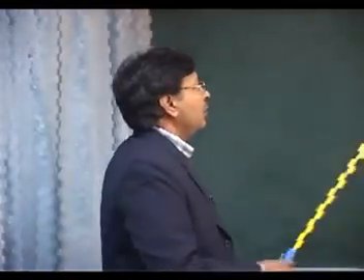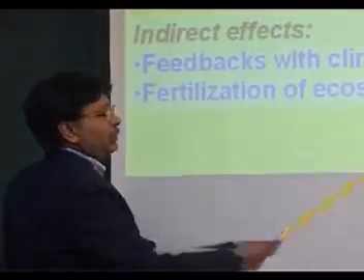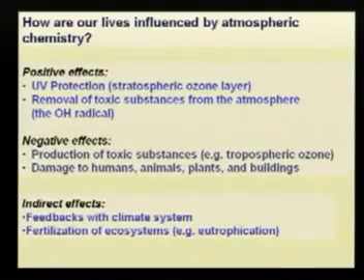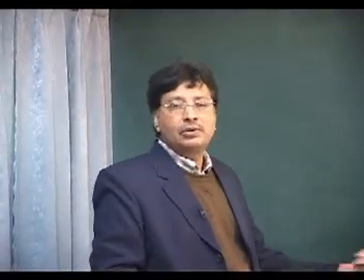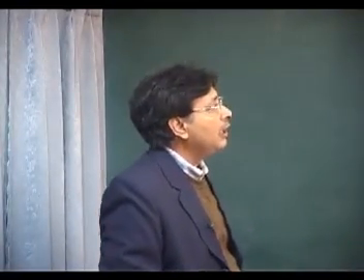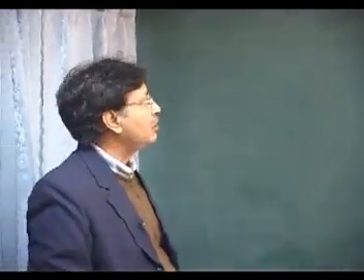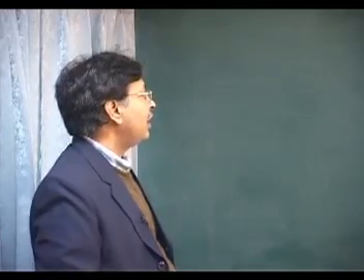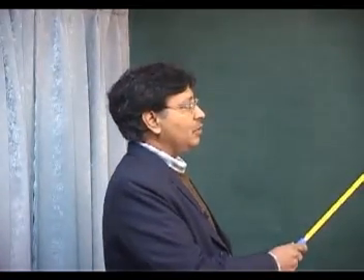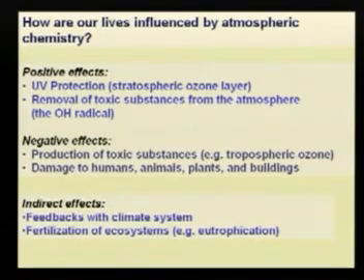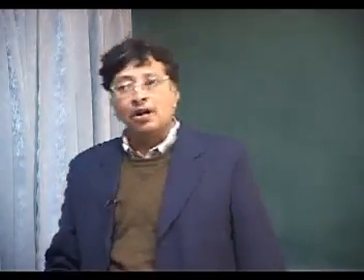Ozone can damage humans, animals, plants and buildings. Well, not necessarily the buildings directly, but indirectly it can help produce acids which can destroy the buildings as well. There are also indirect effects on the climate system. Both the particles and the gases can affect the climate. For example, methane, we all know its effect in terms of greenhouse gases.